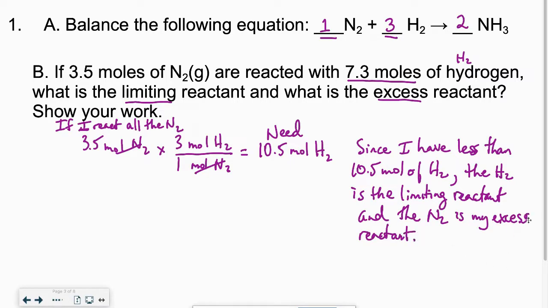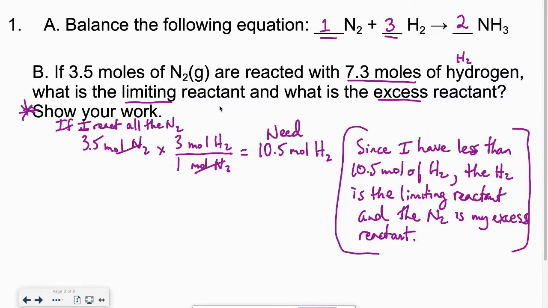Okay, and notice it says show your work. That's really important for these problems. It demonstrates that you understand how you're getting these amounts. And for this limiting reactant versus the excess reactant, you also want to include some kind of explanation here, such as this, that shows how you figured out which thing was the limiting reactant.